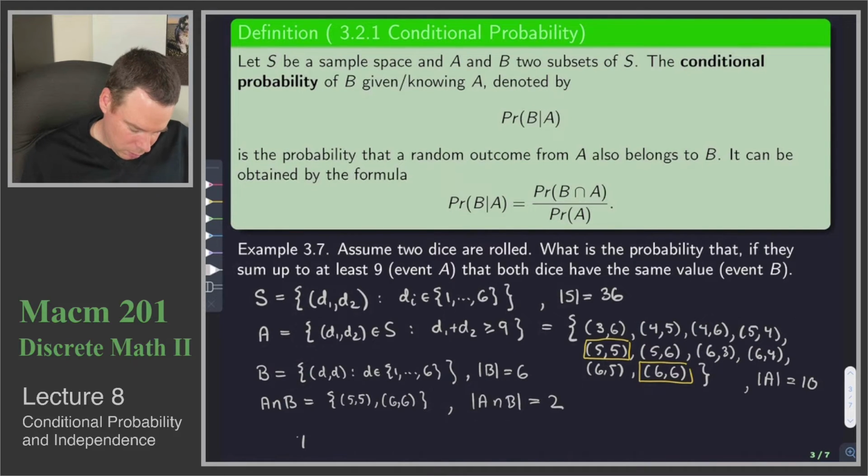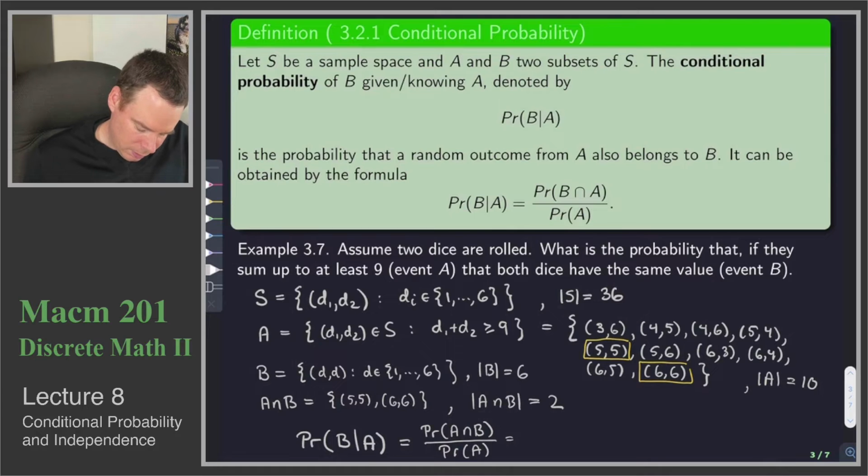We are interested in the probability that B occurs given that A has already occurred. So given that the sum is at least 9, what's the probability that the value is the same? That's the probability of A intersect B all over the probability of A. And that is the size of the intersection over the size of S, over the size of A over the size of S. We could cancel out the size of S in each case and just work with the size of the sets rather than the ratio of the probabilities.